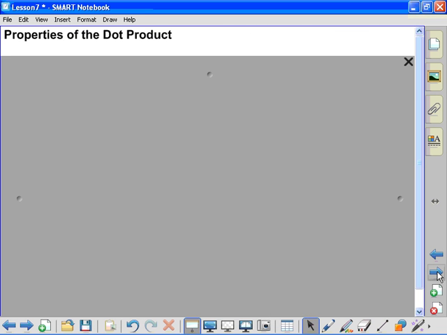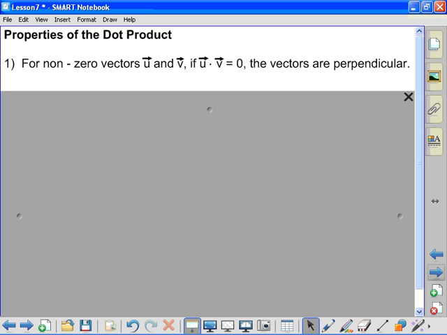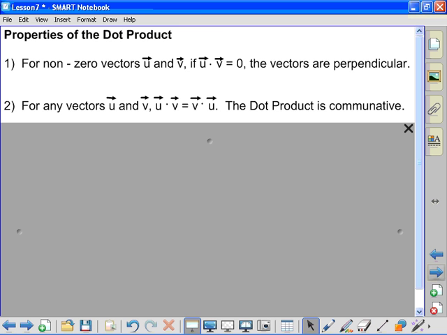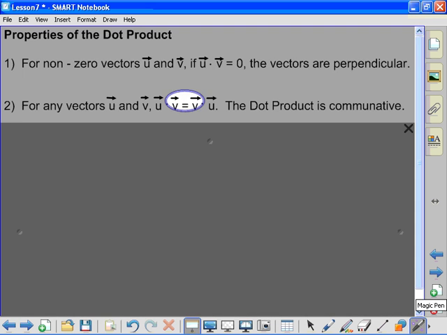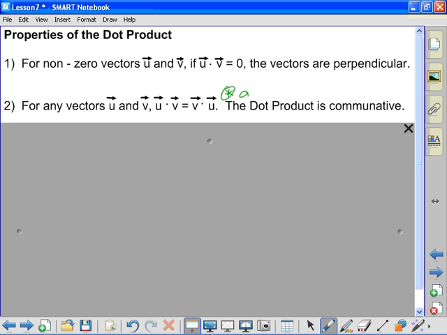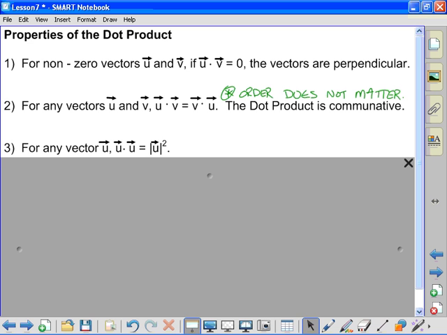Properties of the dot product, so these are just general properties that we'll roll through here quick. Number 1, I already talked about that. This is one of the 5 properties. If u dot v is equal to 0, or the dot product is equal to 0, two vectors are perpendicular. Vectors u and v are commutative. So u dot v and v dot u are equal. So it doesn't matter the order when you do a dot product. Order does not matter. It's like multiplying two numbers together. 2 times 3 is 6, 3 times 2 is 6.